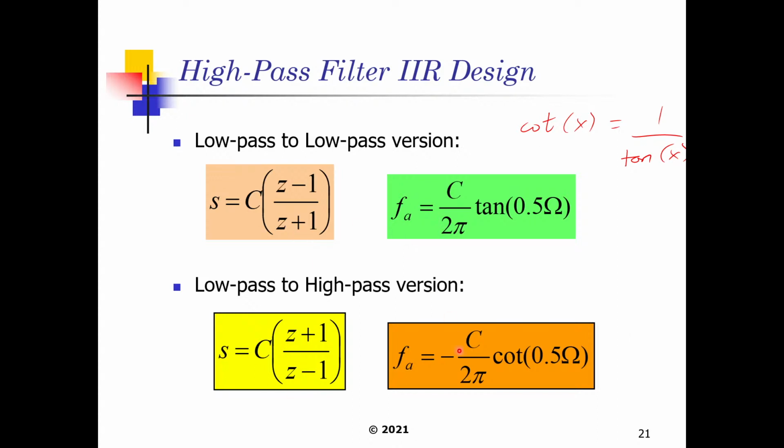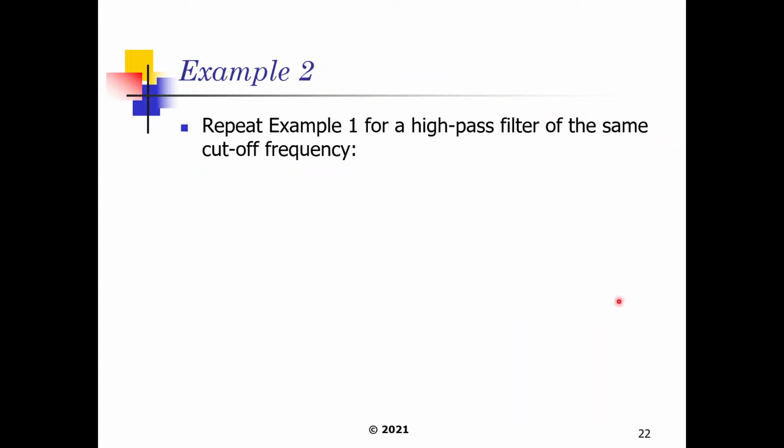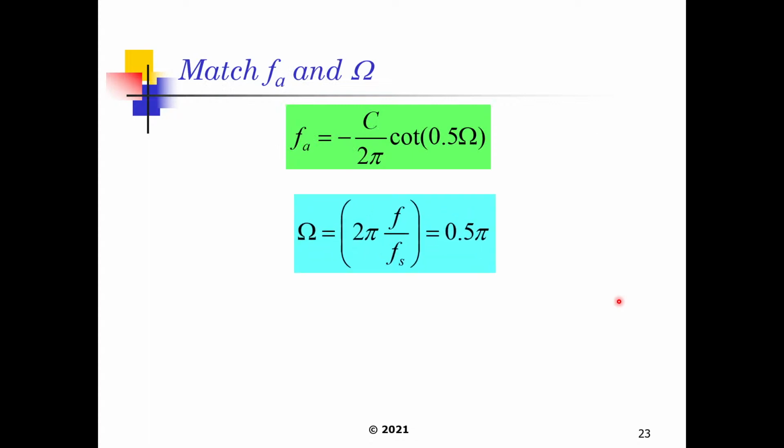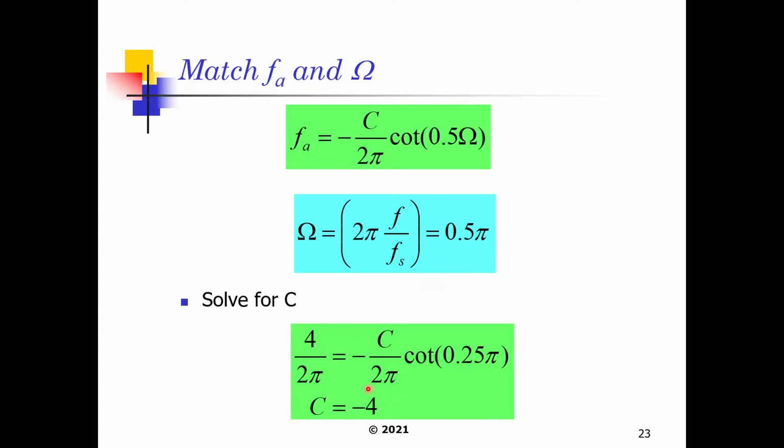So just remember the key differences here, depending on what the question asks you for with respect to your design. Now for your own practice, I want you to repeat example 1 from this lecture using a high-pass filter of the same cutoff frequency. I have given you some of the work to begin with. So we know that we're using this analog filter equation. The omega here will still resolve to the same thing as in the low-pass version. We can solve for C here, and we're going to see that it's going to be minus 4.